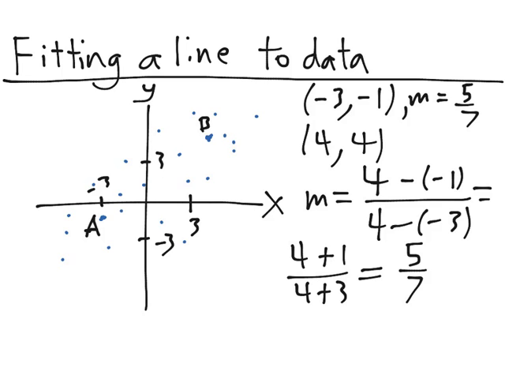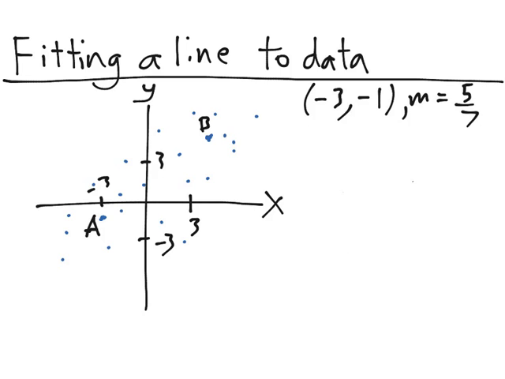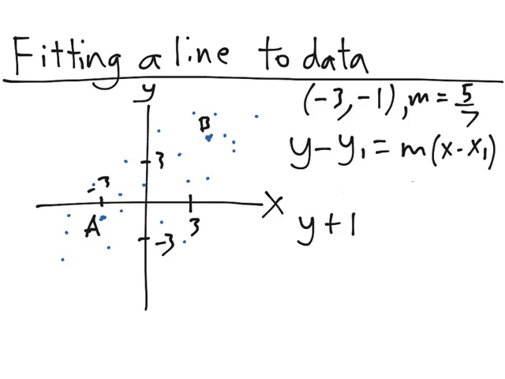Now we can use one point, say -3, -1, and the slope, m equals 5/7, to write out the equation of this line using point-slope form. In point-slope form, we have y minus y1 is equal to m times x minus x1. In this case, y1 is -1, so y plus 1 is equal to m, which is 5/7, times x minus x1, which is -3, so we get x plus 3. And this is the equation in point-slope form.